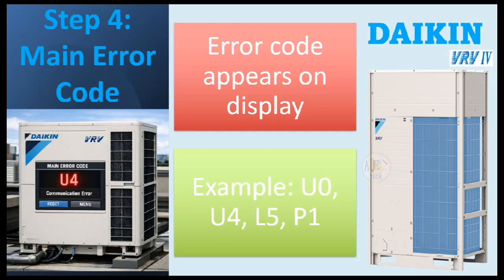Step 4. Main error code interpretation. Observe the display carefully. The main error code, such as U0, U4, L5 or P1, represents the general fault category, including refrigerant issues, communication errors, inverter problems, or sensor-related faults.